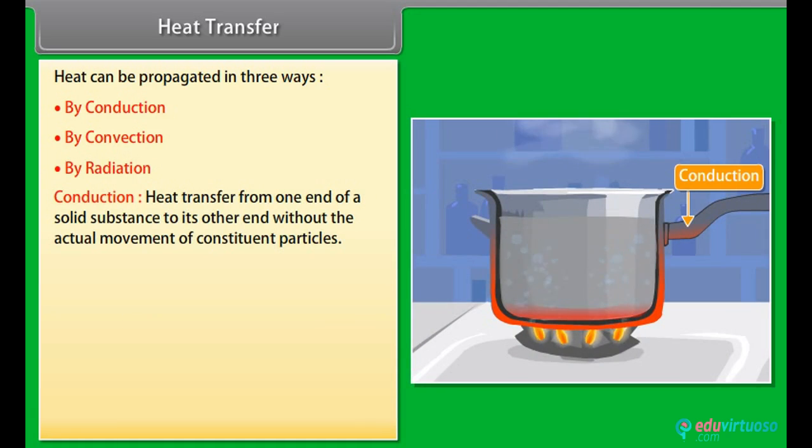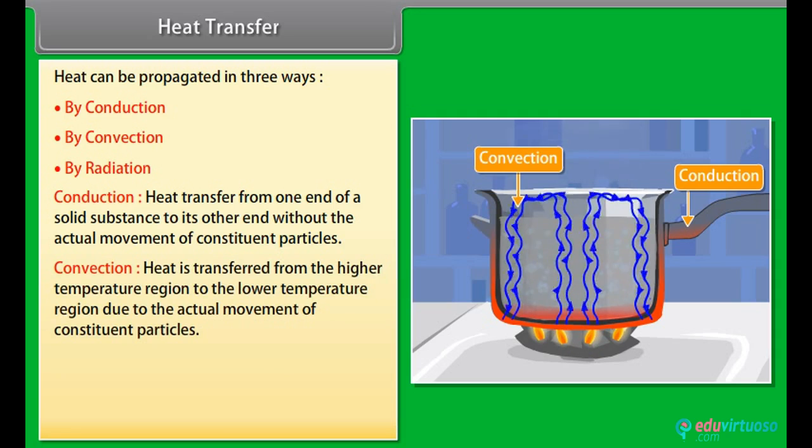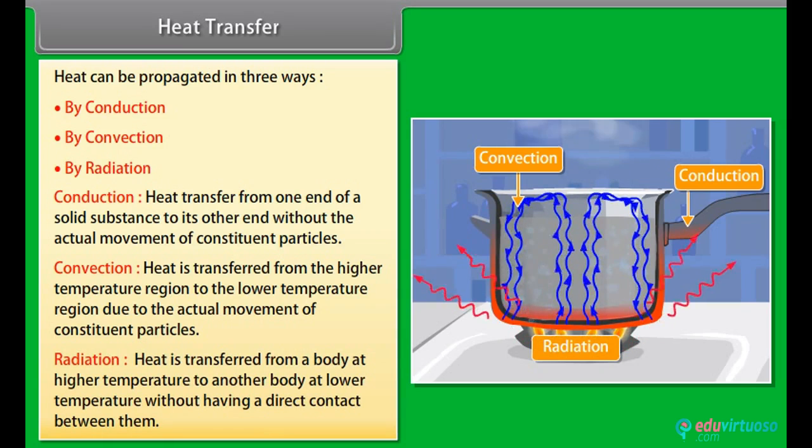Heat transfer from one end of a solid substance to its other end without the actual movement of constituent particles. Convection. Heat is transferred from the higher temperature region to the lower temperature region due to the actual movement of constituent particles. Radiation. Heat is transferred from a body at high temperature to another body at lower temperature without having a direct contact between them.